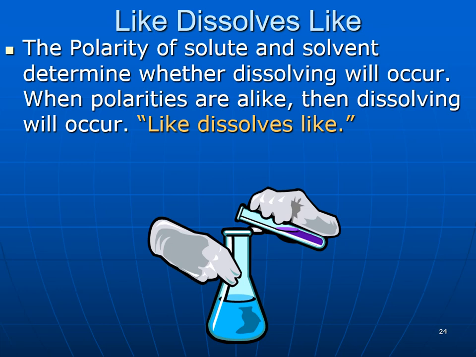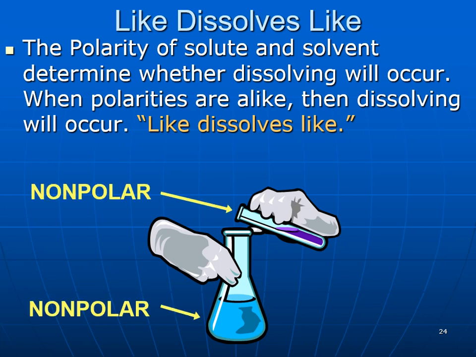This comes down to a concept that we like to refer to as like dissolves like. Polar compounds like to interfere with ionic compounds, and they like to interfere with polar compounds. But they don't do well getting in between the molecules of nonpolar compounds. Whereas other nonpolar compounds can do a great job sometimes of getting in between other nonpolar compounds.